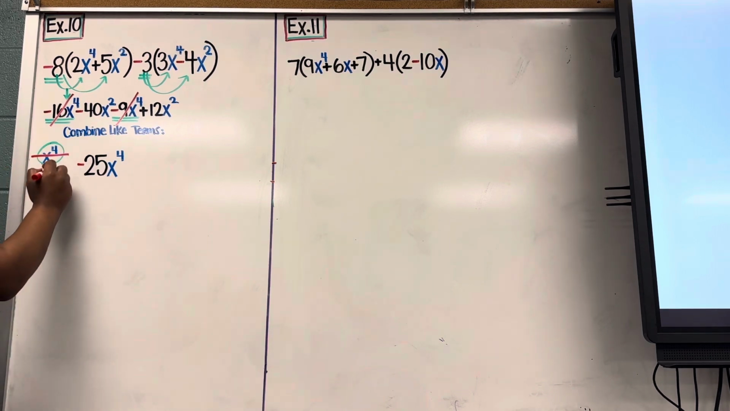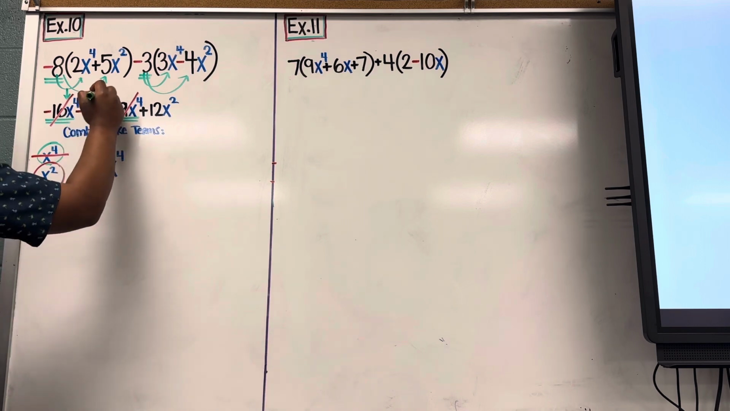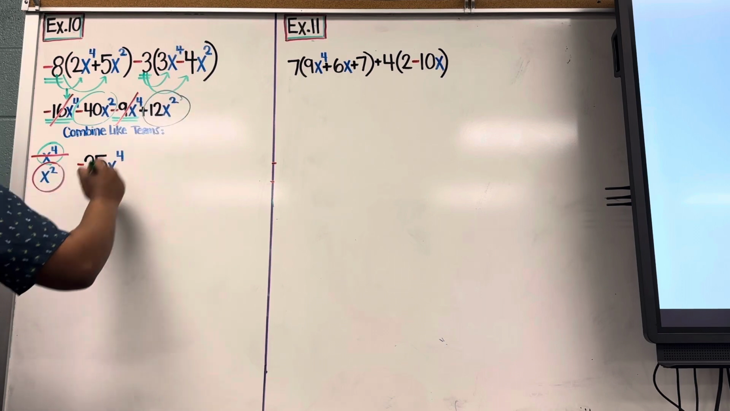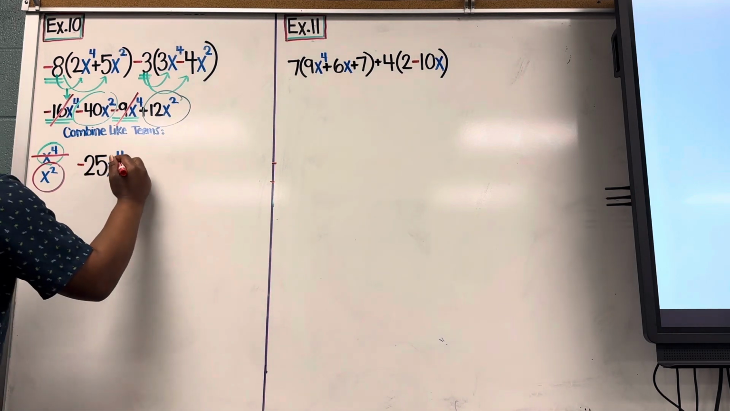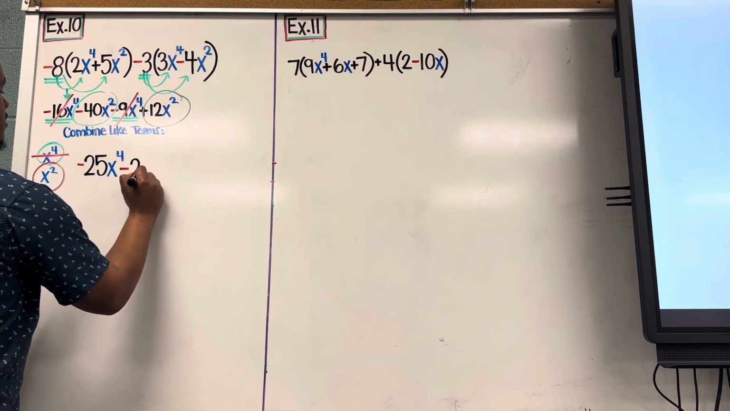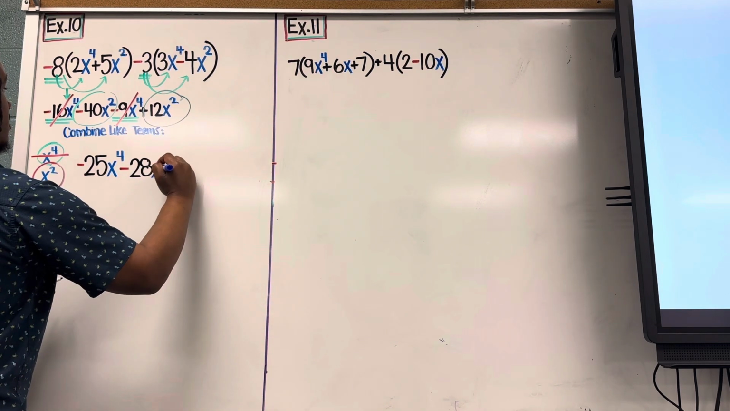All right, now I'm going to combine all the values that have x to the second power. Those values are negative 40x to the second power and a positive 12x to the second power. Negative 40 plus 12, or 12 minus 40, is a negative 28. Yes, it's a negative 28. So it's going to be minus 28x squared.